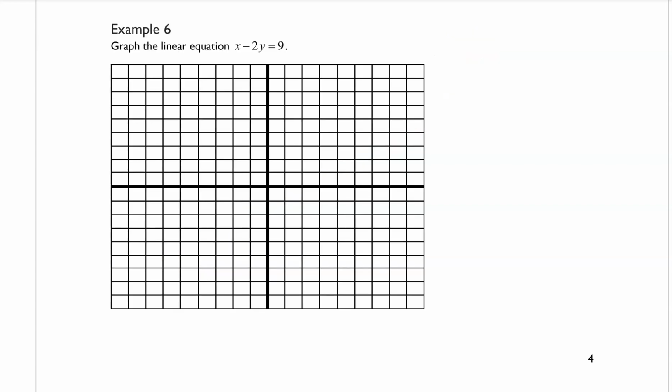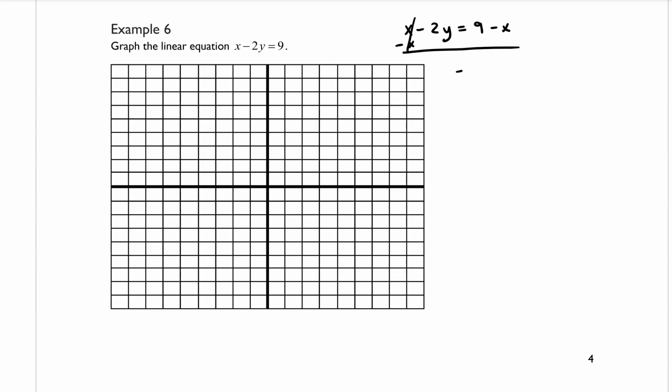Example 6 says, graph the linear equation x minus 2y is equal to 9. Now, notice that this equation is not in slope-intercept form. We could put it in slope-intercept form, and that might make things easier to graph for us. So I have x minus 2y is equal to 9. I want to solve for y, so I'm going to subtract x on both sides.